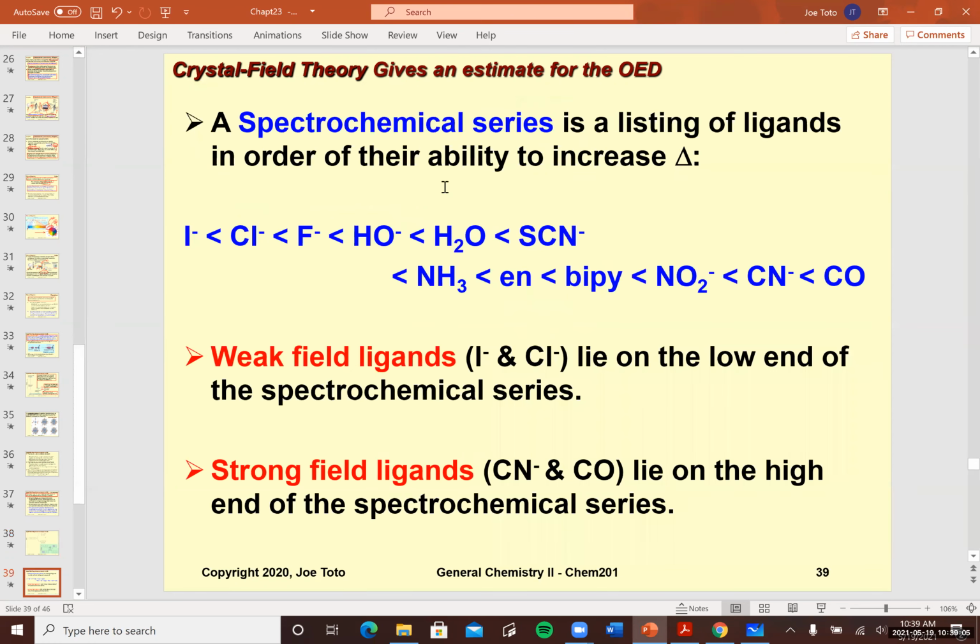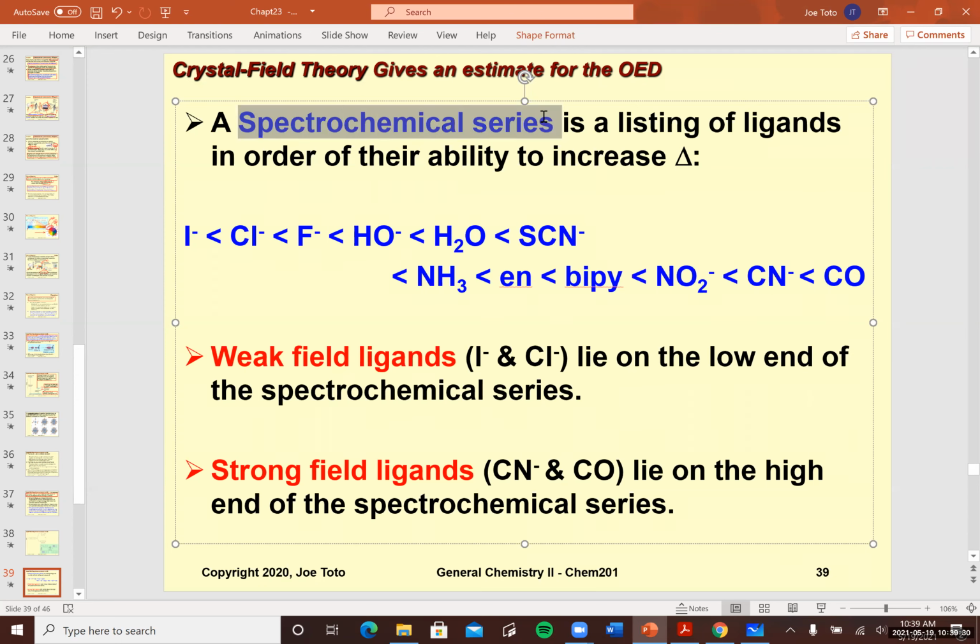Okay. Now, why do some complexes have different colors? Like why is copper with ammonia a deep blue and copper with water a light blue? This can be rationalized by using what's called the spectrochemical series, which is based off experiment and the ability of these ligands to split the d orbitals into different gap sizes.